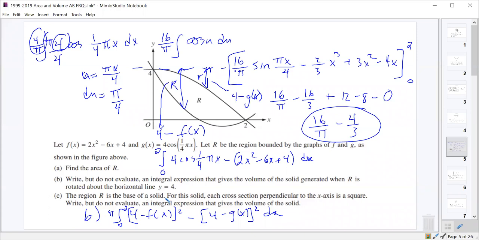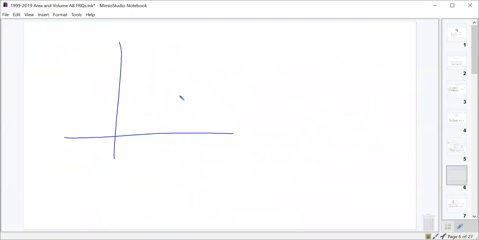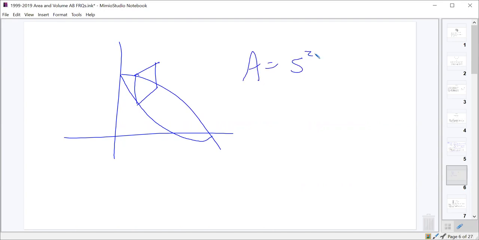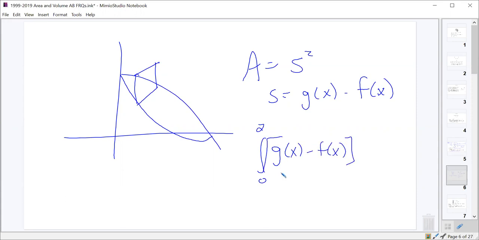Now that region is the base of a solid. The cross sections perpendicular to the x-axis are squares. So I've got this thing here. Cross sections are squares. The area of the square is the side length squared. What is the length of the side? It is the upper function, which was that f of x or g of x? Now I don't have it in front of me. G of x minus the lower function, which was f of x. So we should integrate from 0 to 2, g of x minus f of x squared, or side length squared, dx.